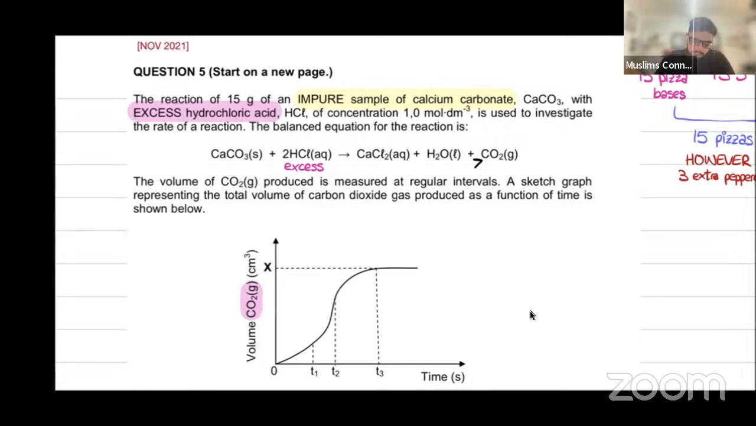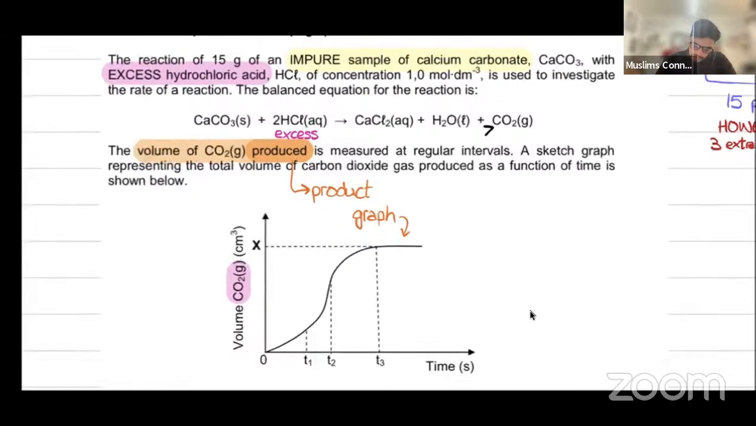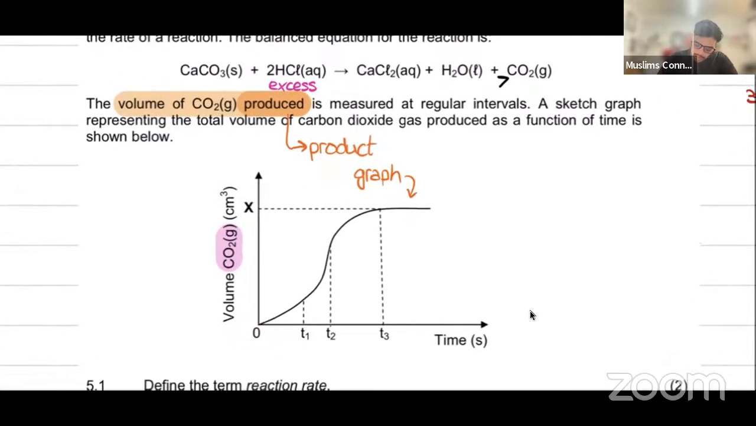So firstly, they say, let's use the color orange, because why not? The volume of CO2 produced. This means it's certainly a product. So this is a product graph. And we can also see that we start at 0 and then we end up with a certain amount. That shows that production.